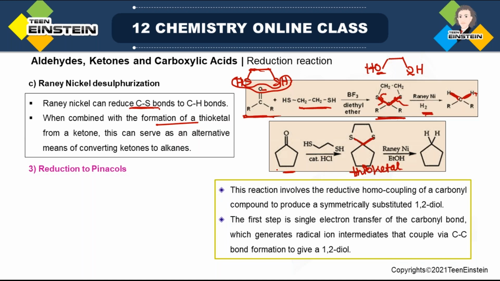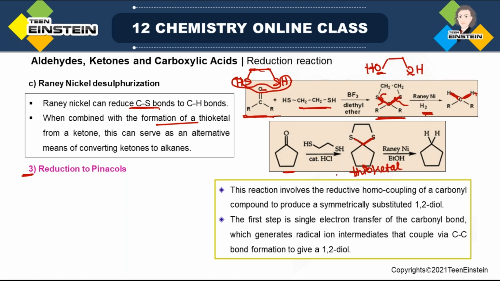So after finishing reduction to hydrocarbon, the next type. Sorry, under 2 we have seen A, B, C, 3 types. Now 3, reduction to pinacol. So the first reaction, number 1, reduction to alcohol. Details you can find in the chapter alcohol phenol ethers under the topic preparation of alcohols. Next reduction, reduction to hydrocarbon. Third reaction, reduction to pinacol.